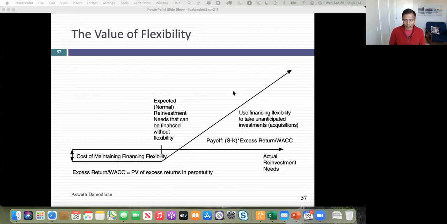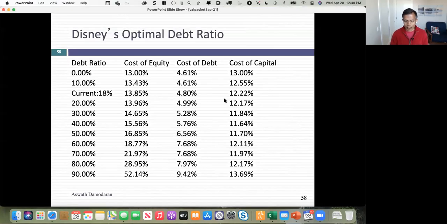So I'm going to take you back to 1997. It was one of the first editions of my Applied Corporate Finance book. The company I used then, and I still continue to use, was Disney. And I did an optimal debt ratio for Disney. And it's a very straightforward process. Their existing debt ratio was 18%, at which point their cost of capital was 12.22%. And based on looking at the cost of capital, it looked like their optimal debt ratio is 40%, where the cost of capital is 11.64%.